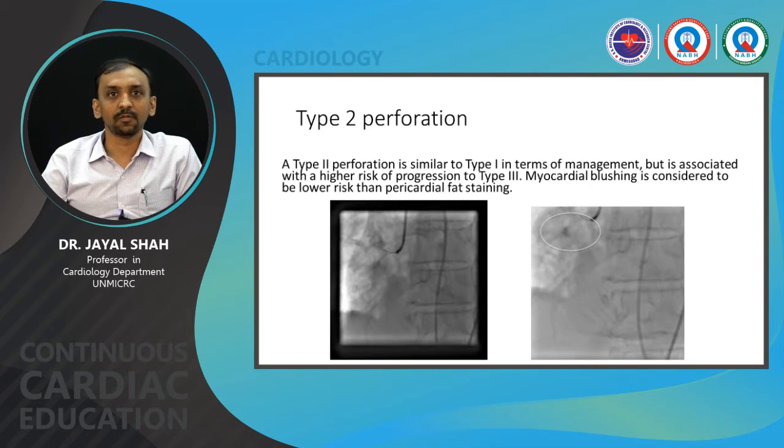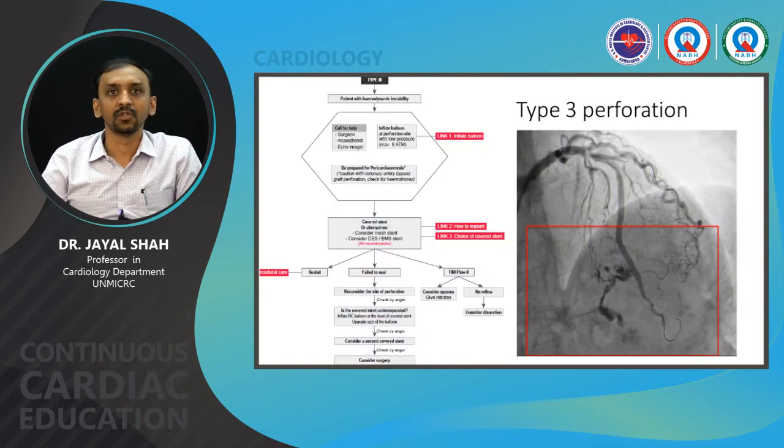This is a type 2 perforation. It is similar to type 1 in management, but it is associated with a higher rate of progression to type 3. Myocardial blushing is considered lower risk than pericardial staining. So the treatment of type 2 perforation is more or less the same as type 1.